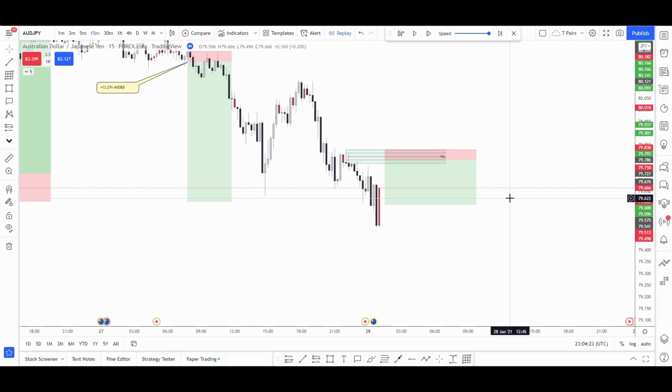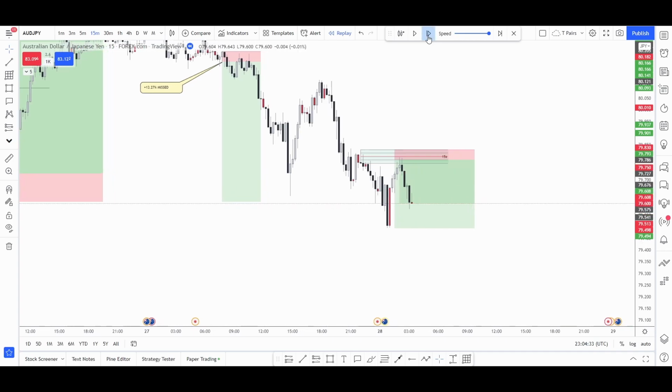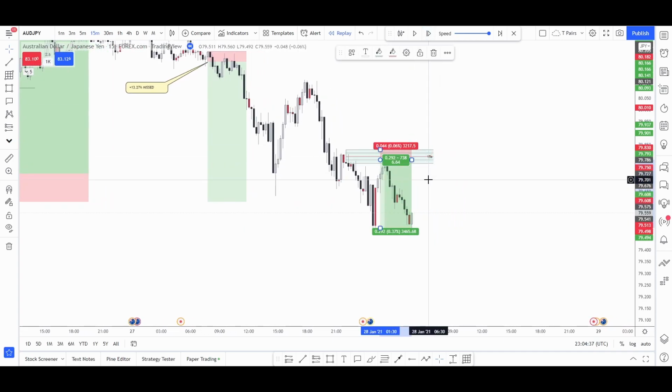A 4 pip stop. Okay, that's more like it. Let's see where we can go. And with that, do we want to target just this nearest low? Yep, because that was part of our rules. So, okay, we're in. We're out. Cool. Nice and easy. 6.64.